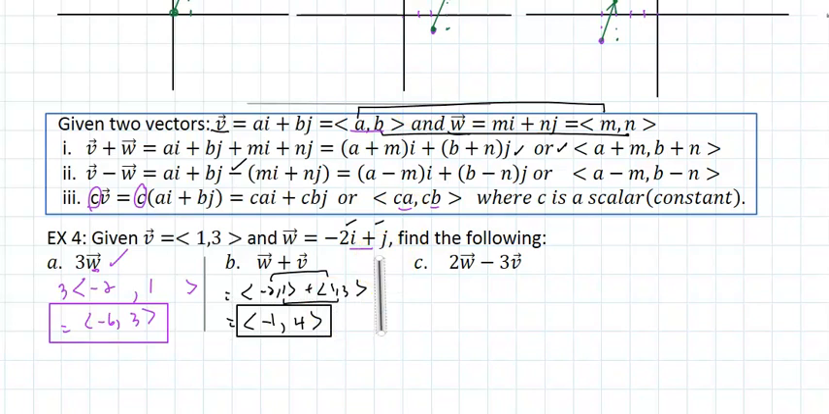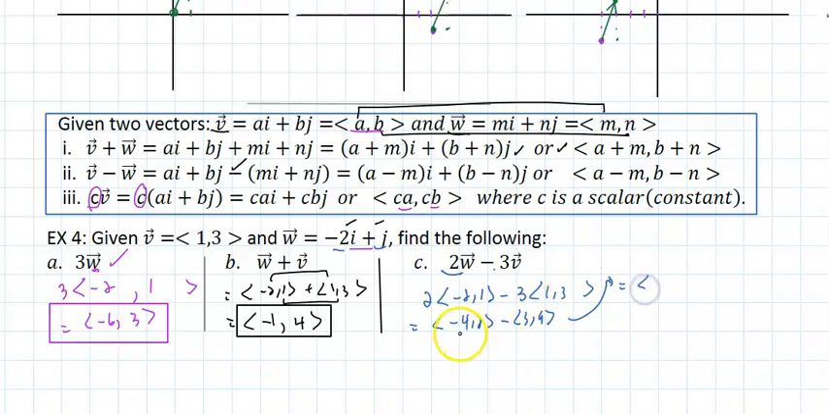And if I wanted to take 2w minus 3v, well, 2w will be 2 times negative 2, 1, minus 3 times v, and v is 1, 3. So that would be negative 4, 2, minus 3, 9. And that would be negative 4 minus 3 is negative 7. 2 minus 9 is negative 7. Just a coincidence.